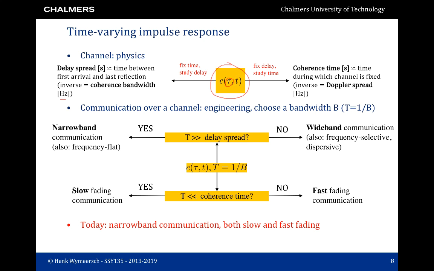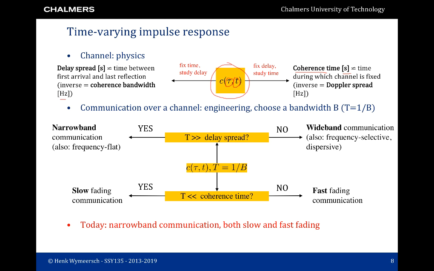If we fix the delay and instead study the impact of time, then we have the notion of coherence time. So a given channel can remain more or less constant for a certain amount of time, and then it would vary. Okay, so the duration for which the channel is more or less constant is called the coherence time, and this is expressed in seconds. The inverse of the coherence time is called the Doppler spread. This is how much the channel spreads in frequency. The coherence time has actually two different meanings, which I will talk about later.